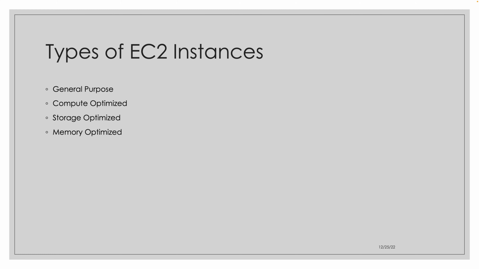So we have the general purpose EC2 instance, which is a balance of compute, memory, and networking resources, and is suitable for a wide range of workloads. Okay, next we have compute optimized. This offers high performance processors where each processor core might be able to run more things and process things quicker, and is ideal for compute intensive applications and batch processing workloads.